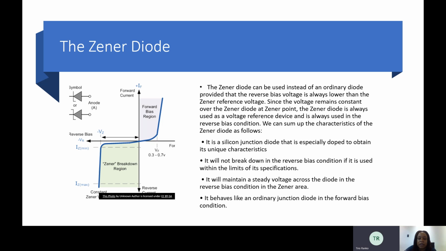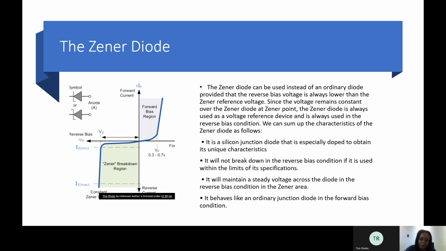The other thing you should know is that if you compare the ideal diode and the Zener diode, they have the same forward bias function. They work the same. If you have it in forward bias, they act like a closed switch. The difference is the way they work in reverse bias.